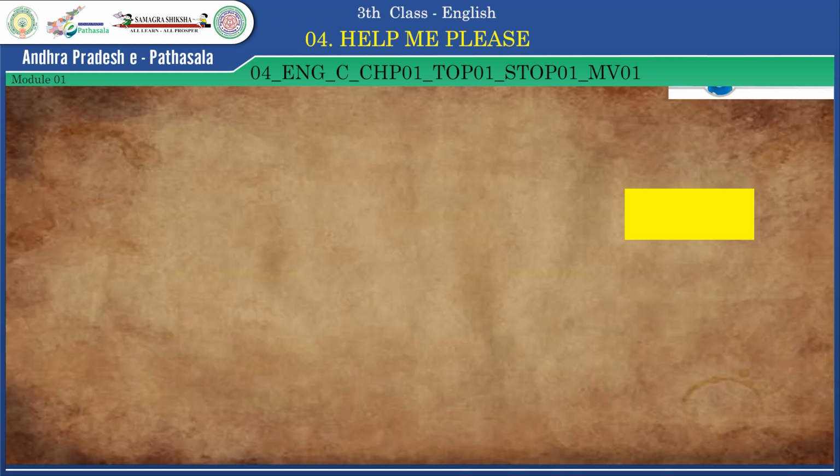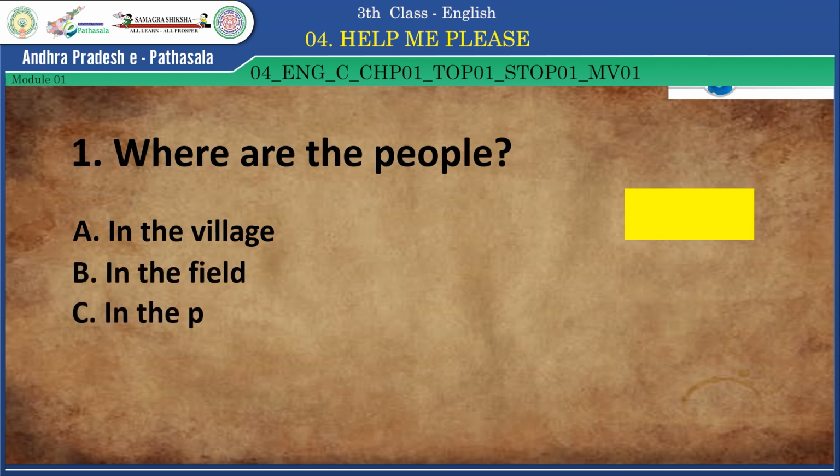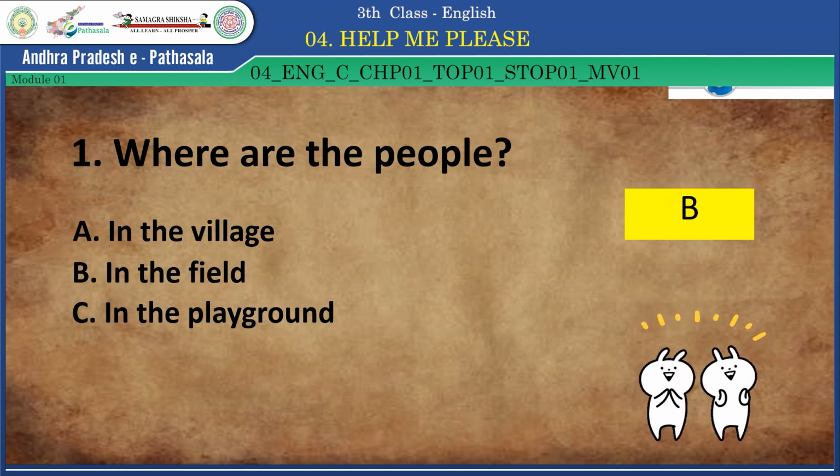Dear children, answer these questions. Where are the people? A. In the village. B. In the field. C. In the playground. Yes, you are right. The answer is B. In the field. Well done, children.